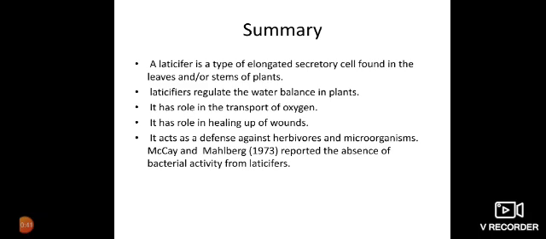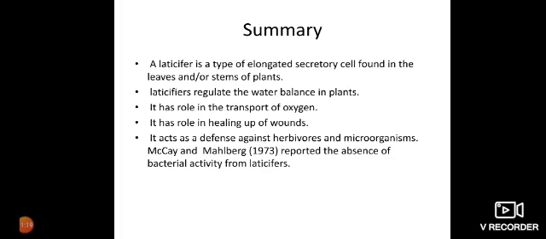It takes part in translocation of assimilates and is associated with the phloem. It stores food materials. It is now considered a secretory tissue where the secretory substances do not re-enter plant metabolism. Some scientists have suggested that the laticifers regulate the water balance in plants, and they also have a role in transport of oxygen and in healing up of wounds. They act as a defense against herbivores and some microorganisms.